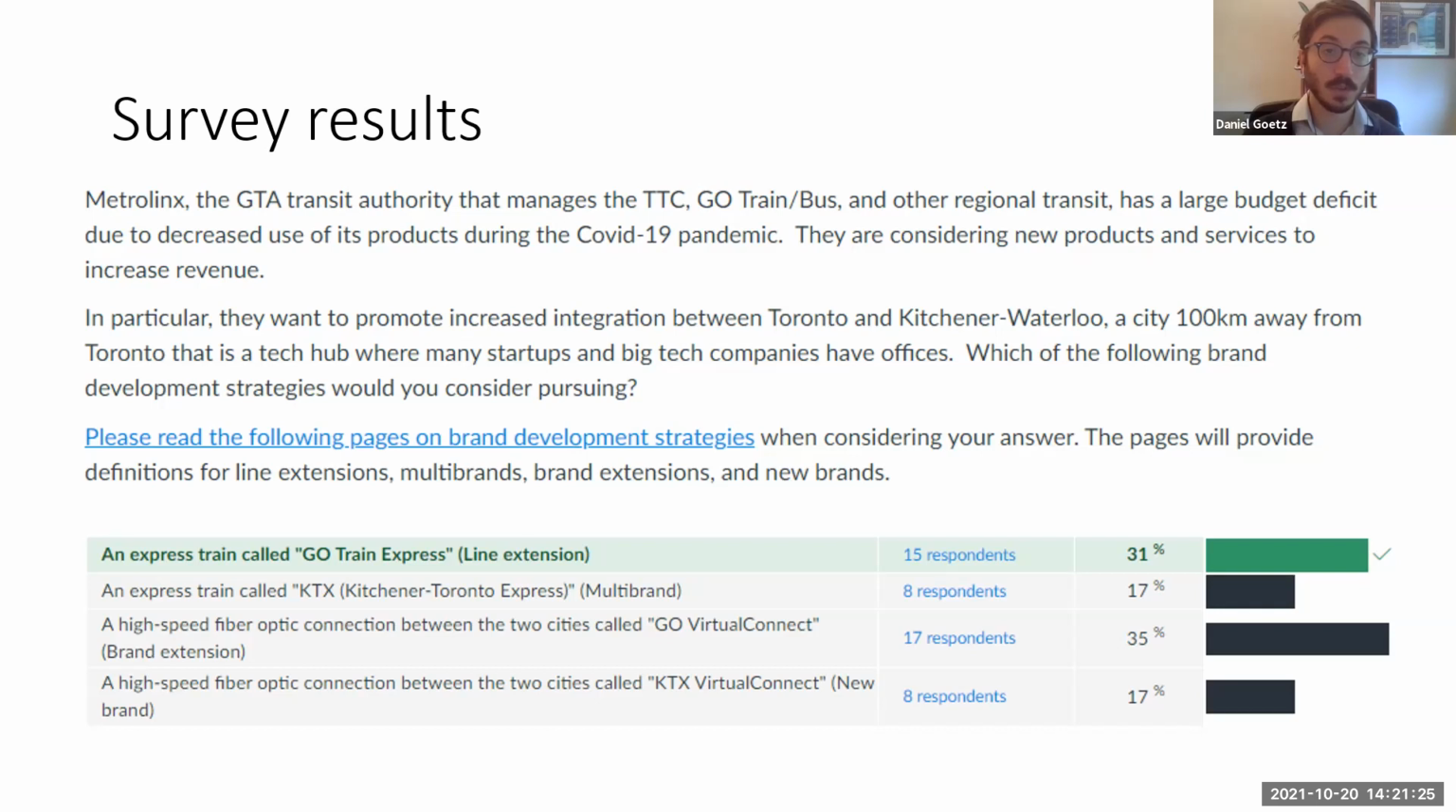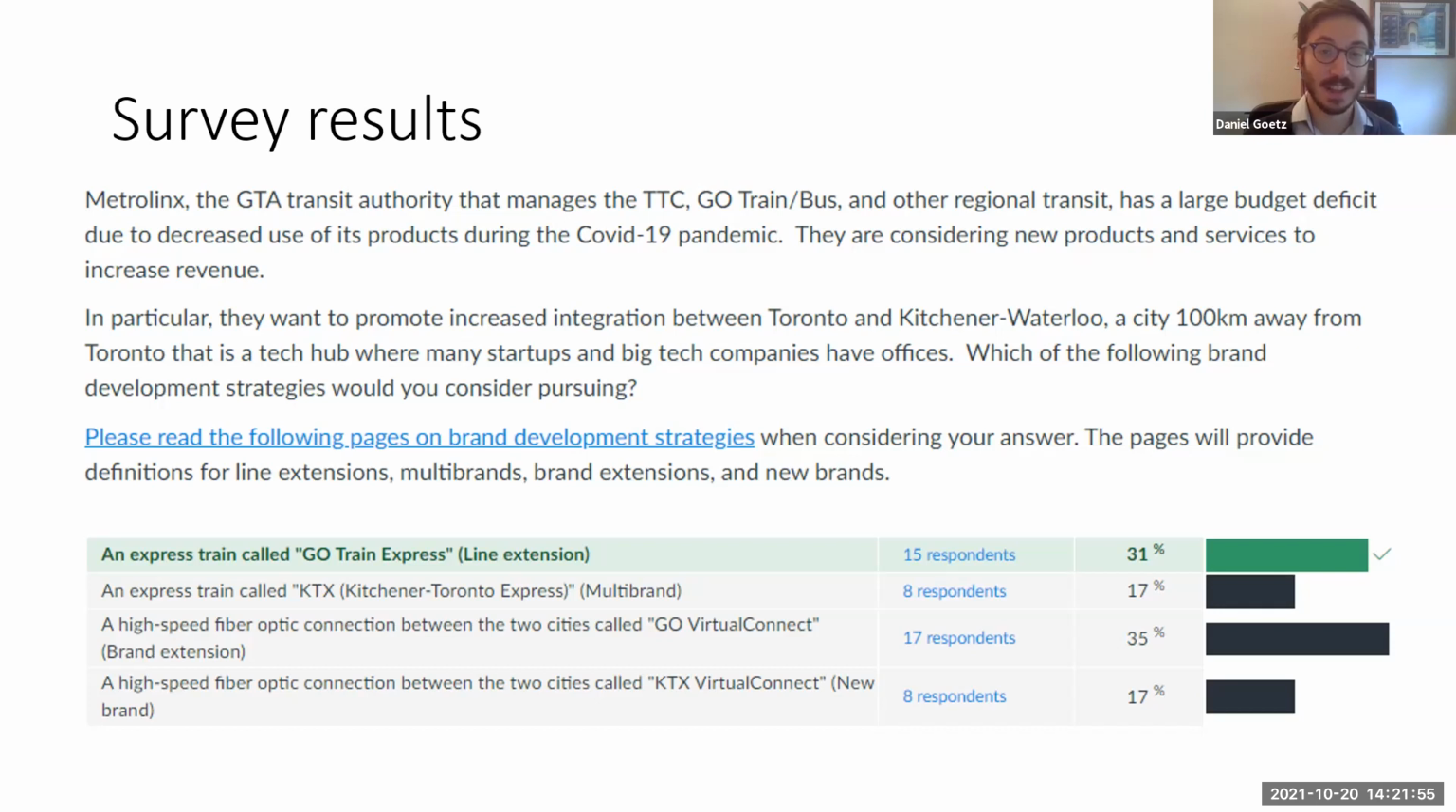An outright extension of the Go train line might be the best, but budget constraints mean that would require a lot of expenditure. So something that would require less infrastructure is maybe a fiber optic connection. Perfect. And the reason it should remain as Go and not KTX is so it can be associated with a train service brand. That might have positive spillover on Go. If the connection's fast, then people will think that the trains are fast.